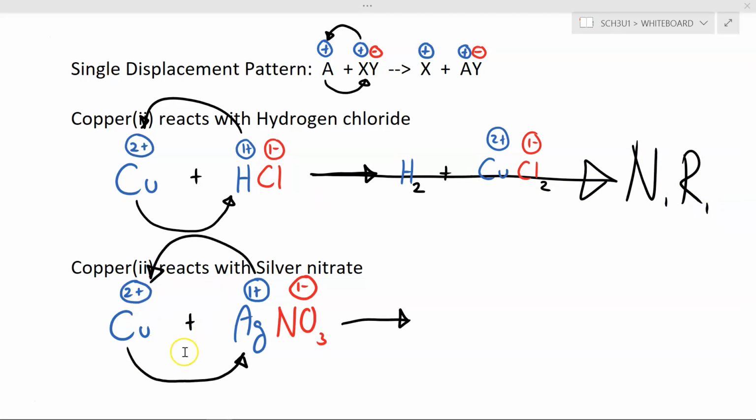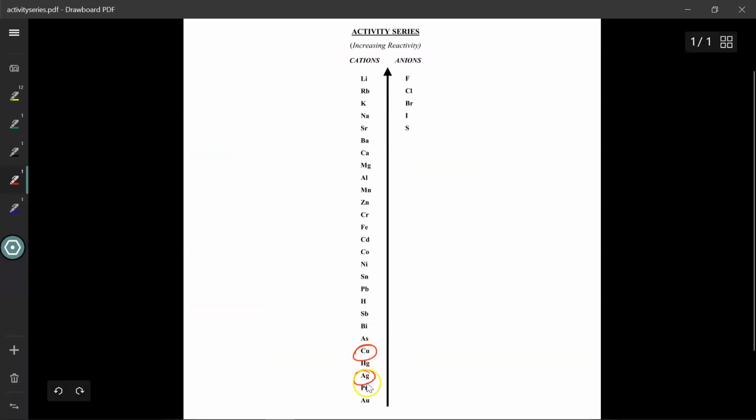Let's take a look at this next question. Can copper bump out silver? Why, yes. Yes, it can. Copper is higher than silver on this list, so copper is more reactive and can bump out or displace silver ions.